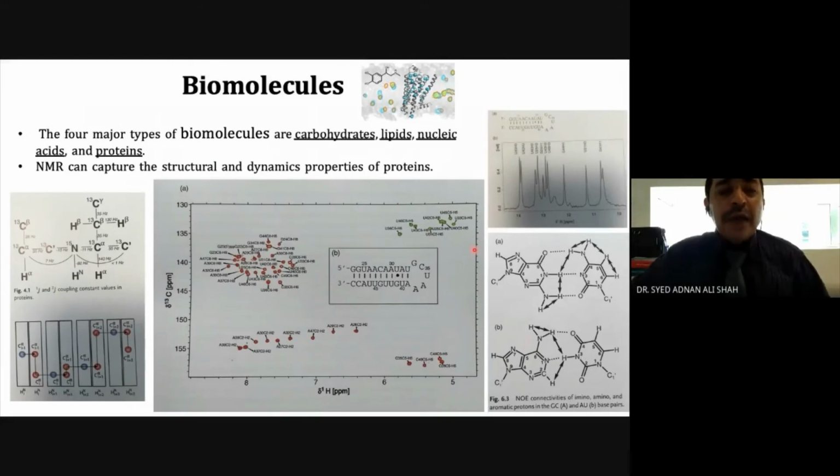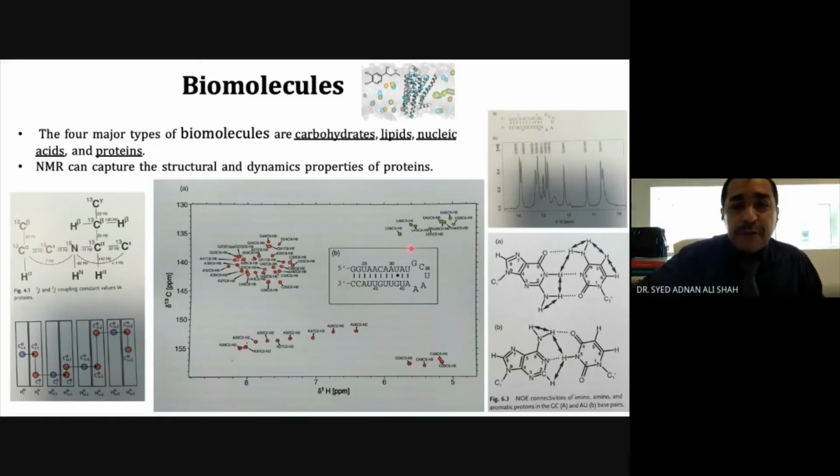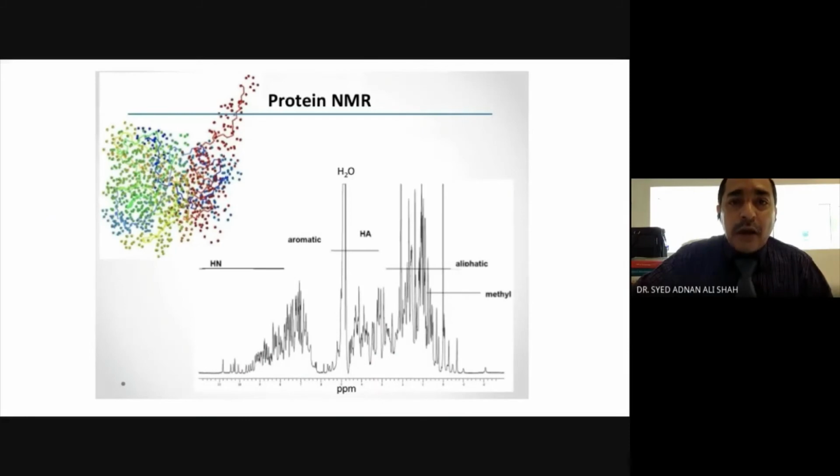Now moving to the biochemical part, biomolecules. What is the contribution of NMR in the elucidation of the structure of various biomolecules, in the case of carbohydrates, lipids, nucleic acids, and proteins? It plays a very important role in giving information about the nucleotides and the binding between biomolecules, hydrogen bonding. It gives a lot of information about the biomolecule. So this is the proton NMR of this protein.